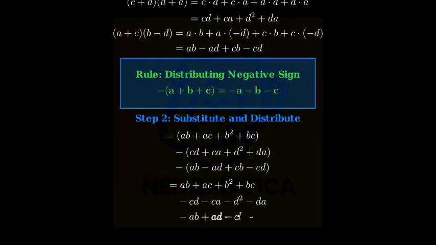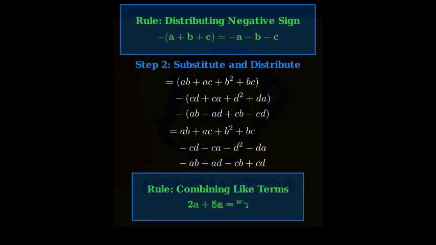Remember that in algebra, like terms have the same variables with the same exponents. Let's combine like terms by identifying terms with the same variables. First, let's look at terms with AB. We have AB and negative AB, which sum to 0.